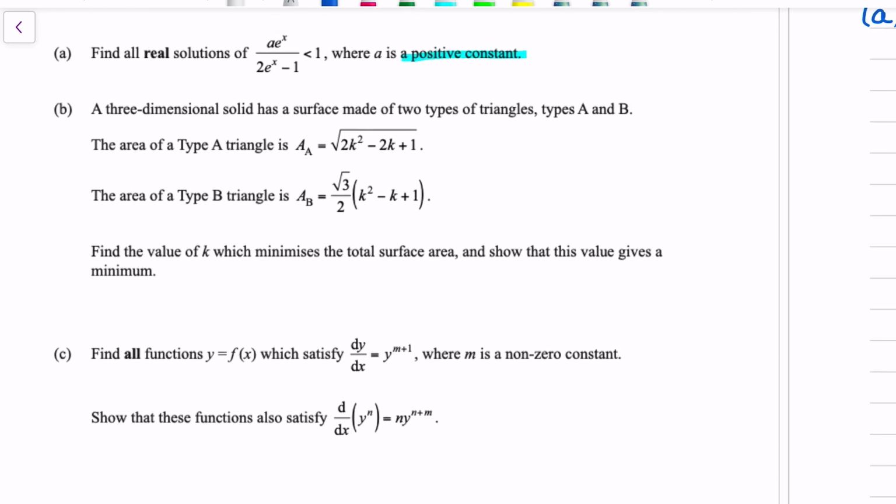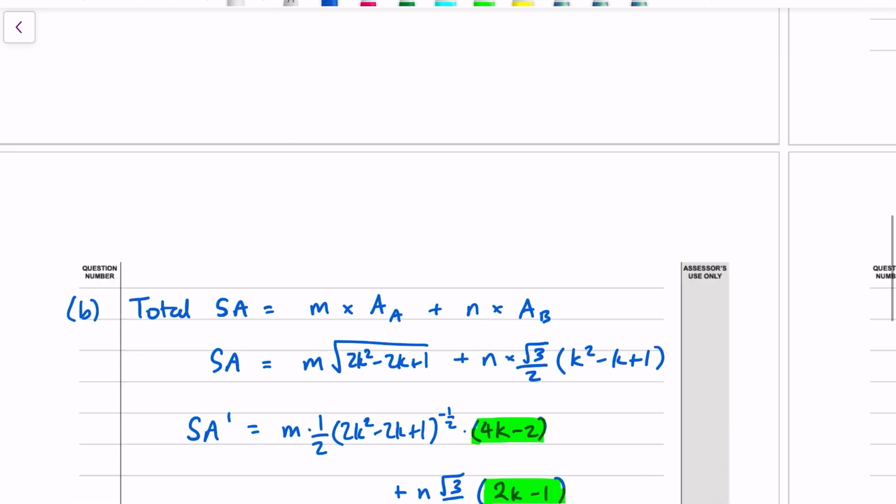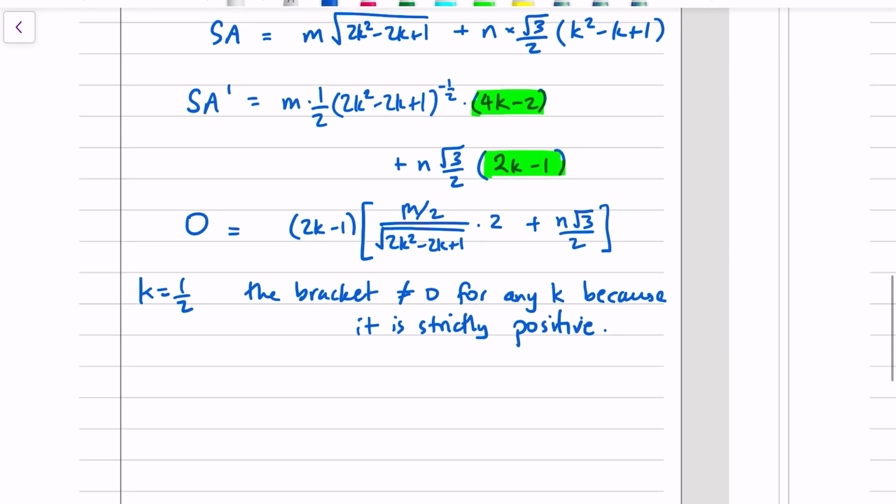And it does say that we need to show this value gives a minimum. We could use the first derivative test here or the second derivative test. Personally, I prefer the first derivative test because our first derivative is already messy, and if I want to differentiate it again, it could be messier. Actually, well, this one's not too bad, but I'd have to use the product rule on the first part. So let's just use the first derivative test.